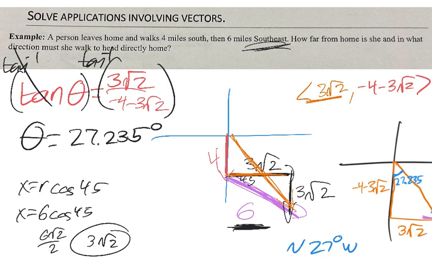27 point what was it? 27.2. And this is 62.8, we'll make that 8, it's close to 8. 62.8 plus 27.2 is 90. So from this answer, I'm just going to go 63. This is 63 degrees. It's touching due east.